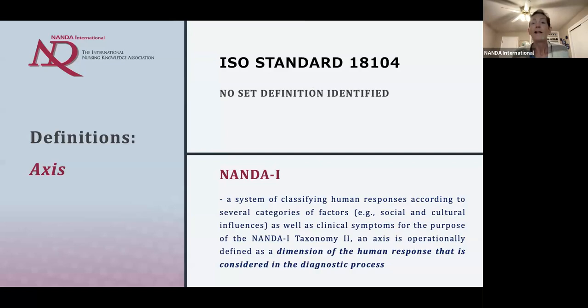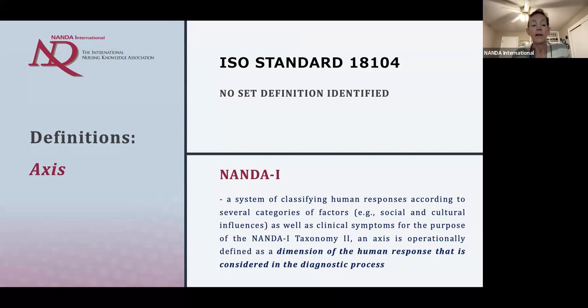So, definitions. What is an axis? The International Standards Organization doesn't actually provide a definition for what an axis is, but within NANDA International, we do. We define an axis as a system of classifying human responses according to several categories of factors. These could be social and cultural influences, physiologic influences, as well as clinical symptoms. For the purpose of our taxonomy, we operationally define an axis as a dimension of the human response that is considered in the diagnostic process. I think that's very important.